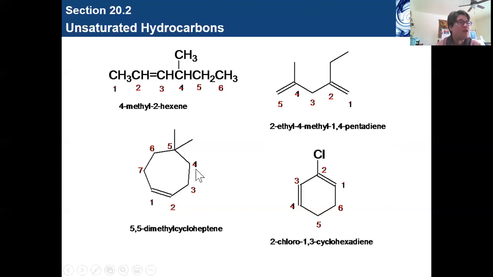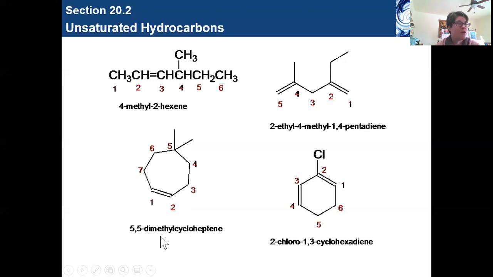We can also number cyclo molecules that are in a circle. So our parent chain is usually going to be the circle, like the cyclo. So here we have, we'll start here. We start at the double bond. So we have 1, 2, 3, 4, 5, 6, 7. So that's going to be a heptene. And we're going to add cyclo to it because it's in a circle.